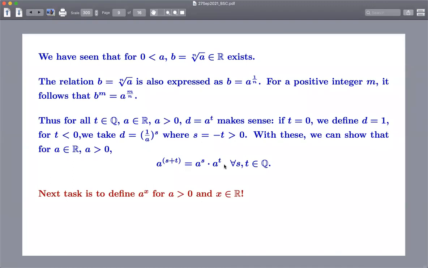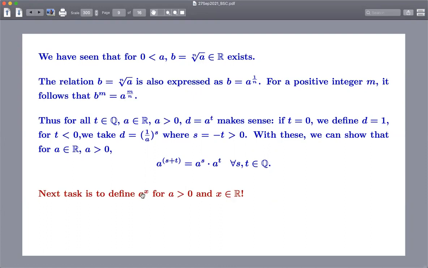The least upper bound property comes into proving one such condition. Once it is there, then verifying these is straightforward. So we didn't spend time here. But now we want to define A power X for every X in R, not just every rational, but for every real.